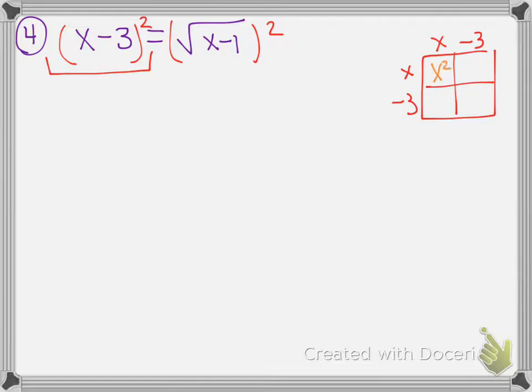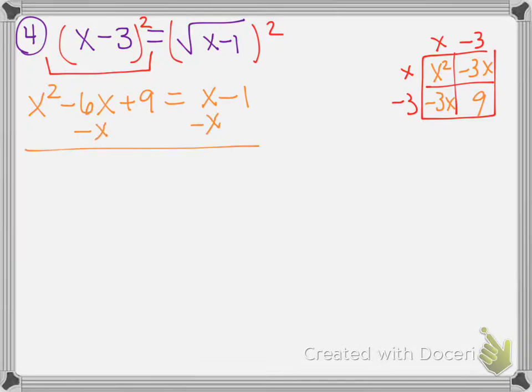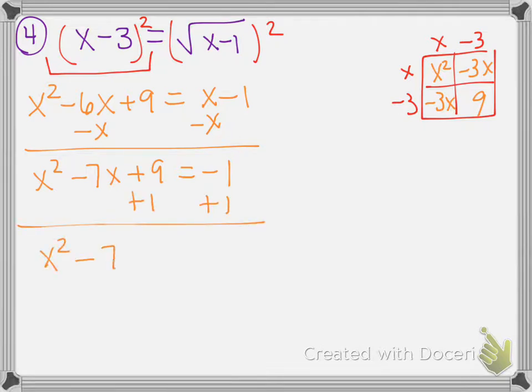So this is going to be x squared minus 3x minus another 3x and a positive 9. So on the left side, you get x squared minus 6x plus 9. And when you square a square root, that undoes each other, so you get x minus 1 on that side. Now we're going to bring everything to the left. So I'm going to subtract the x first. You get x squared minus 7x plus 9 equals negative 1. We're going to add 1 to bring everything over. So you have x squared minus 7x plus 10 equals 0.